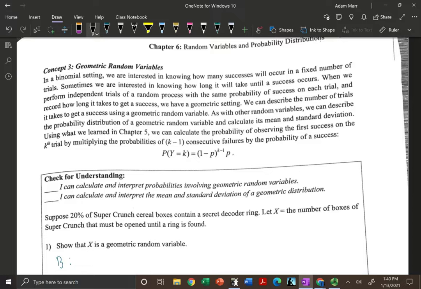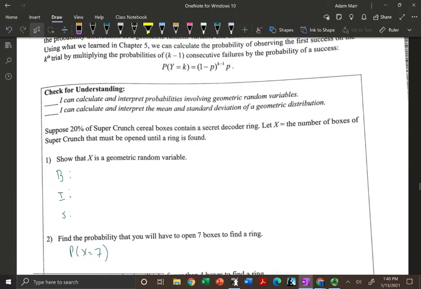As with other random variables, we can try the probability distribution of a geometric random variable and calculate its mean and standard deviation. Using what we learned in Chapter 5, we can calculate the probability of observing the first success on the kth trial by multiplying the probabilities of k-1 consecutive failures by the probability of success. I'll tell you what they mean by that in a second. Instead of using the geometric random variable, you can just think, if you have 5 trials, you have 4 failures, q times q times q times q, and then 1 success, p. So it'd be q to the 4th times p. That's where the formula comes from.